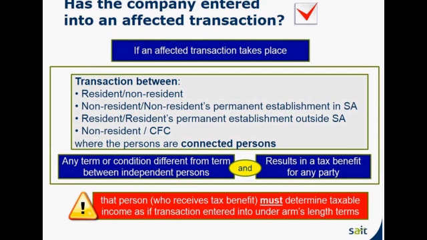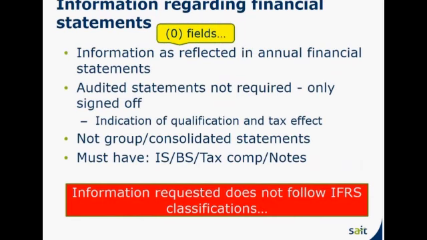Then, and to some extent a bit technical, the financial statements that SARS would require would not be your consolidated or group financial statements. It would be company financial statements, seeing that each company is taxed as a separate taxpayer. Then the form requires that the financial statements that accompany the form include an income statement, a balance sheet, a tax compilation, as well as the notes.